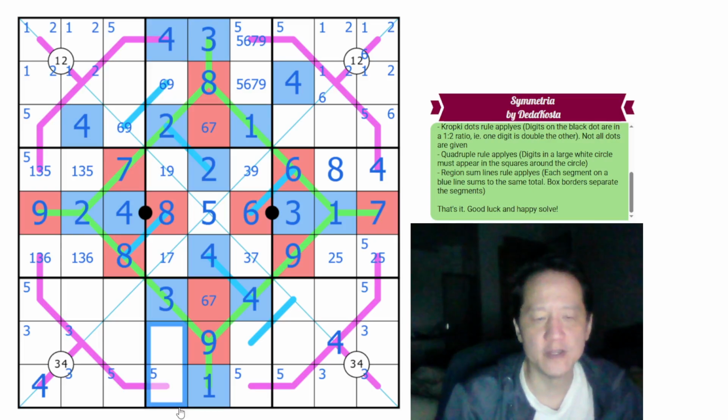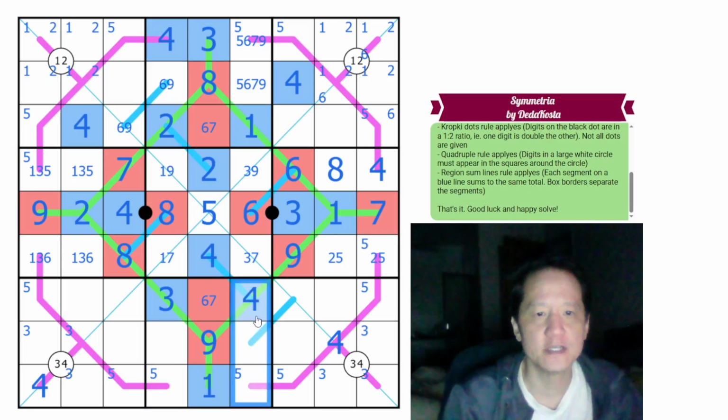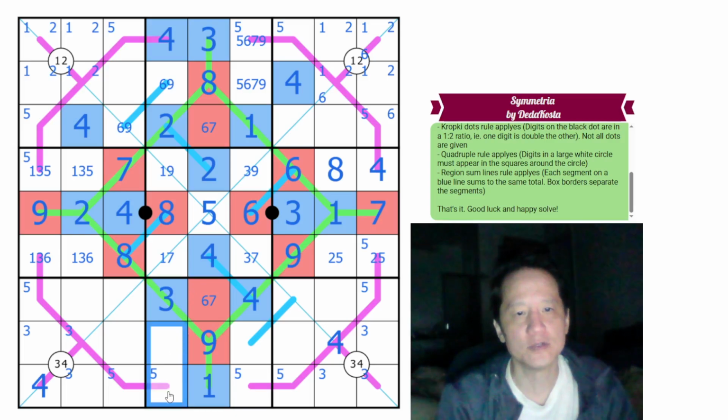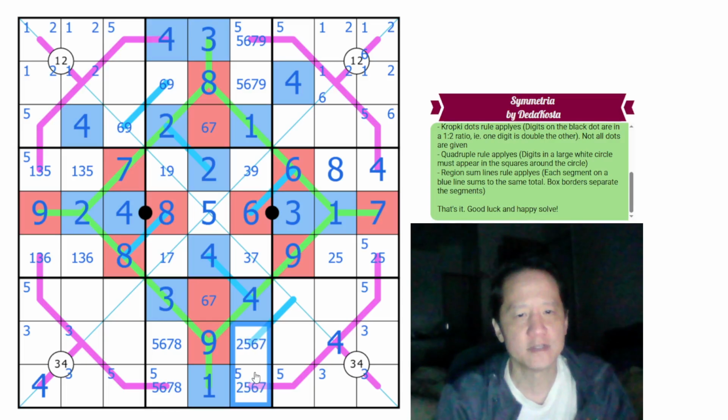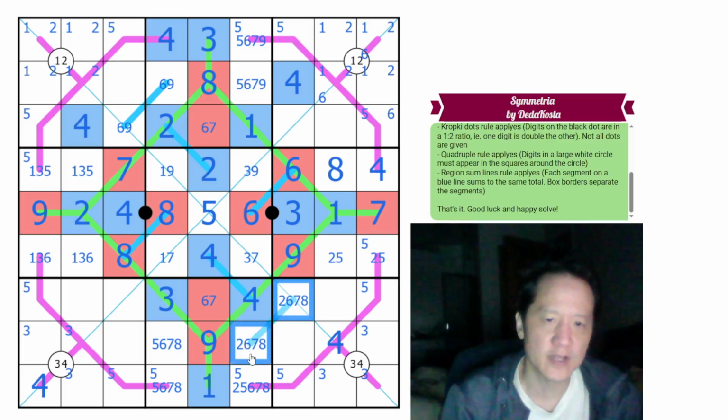Therefore, one of these is a 5. The remaining digits in box 8 are 2, 5, 6, 7, 8. Cannot be 2. Could be 5, 6, 7, or 8 are valid here. And this is 2, 5, 6, 7, or 8. But this is the same digit as that. It's 2, 5, 6, 7, 8, but it cannot be 5 because it sees that 5 on the diagonal. So this is 2, 6, 7, 8 here.